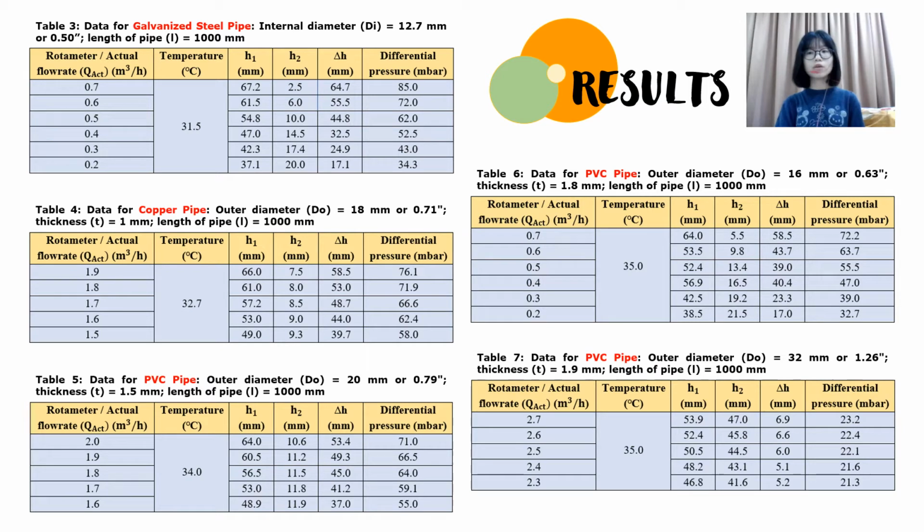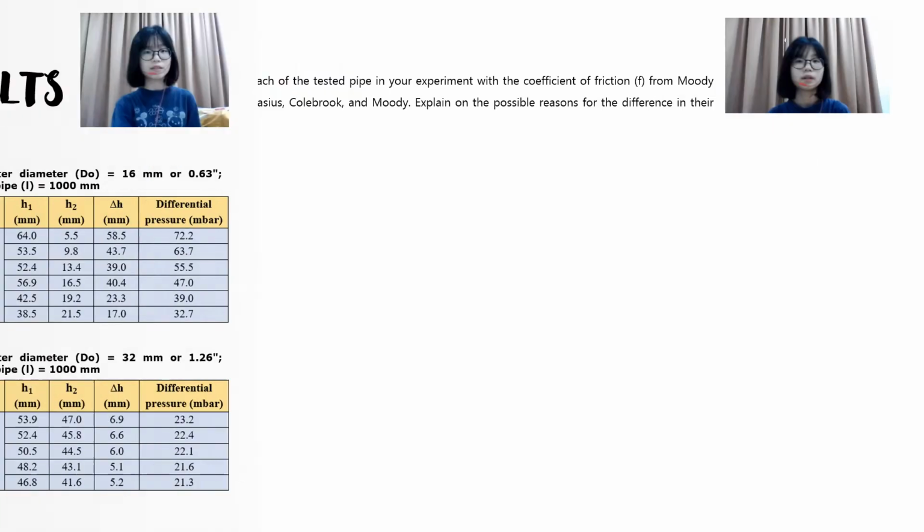Next, the value of the rotameter, which is also known as the actual flow rate, and the temperature of the water are recorded in a table. Besides, in this table, the water levels at the 2 manometers are also recorded as H1 and H2, and the difference between both water levels is calculated and recorded as well. Lastly, the reading of the differential pressure is also recorded by using the differential pressure sensor.